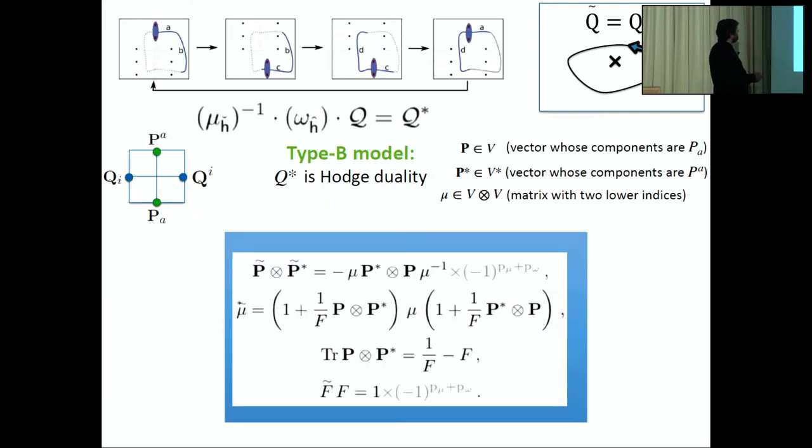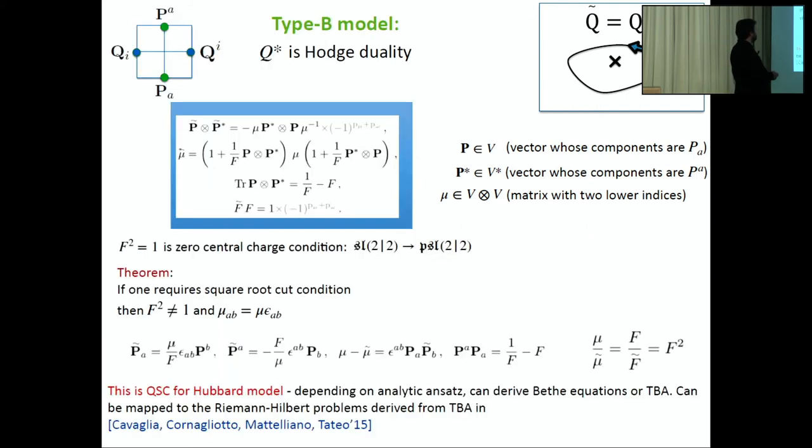And so now the only thing you have to do is tell what symmetry you want. One option is to consider this SL2 diagram and say that this star means Hodge duality. This means that you flip this function to this function, then you get some equation. This is the P-mu system, it looks as follows. Whatever it is, I just want to tell you one theorem. If one requires the square root type condition, I want the branch point of square root type, I like AdS5, then I cannot impose f squared equal to 1. By the way, I forgot to say f squared equal to 1 is the zero charge condition, which would make from SL2 a PSL2 case.